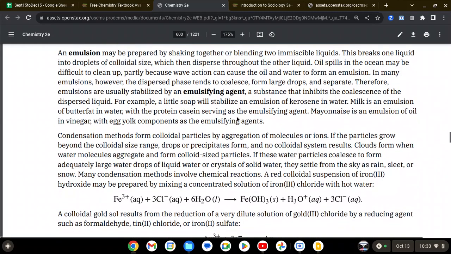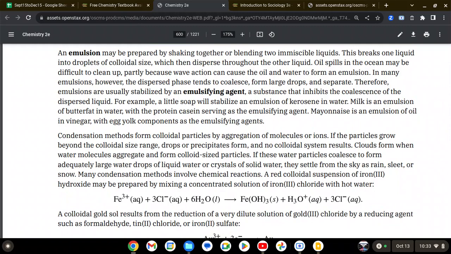An emulsion may be prepared by shaking together or blending two immiscible liquids. This breaks one liquid into droplets of colloidal size, which then disperse throughout the other liquid. Oil spills in the ocean may be difficult to clean up, partly because wave action can cause the oil and water to form an emulsion. In many emulsions, however, the dispersed phase tends to coalesce, form large drops, and separate. Therefore, emulsions are usually stabilized by an emulsifying agent, a substance that inhibits the coalescence of the dispersed liquid. For example, a little soap will stabilize an emulsion of kerosene in water.